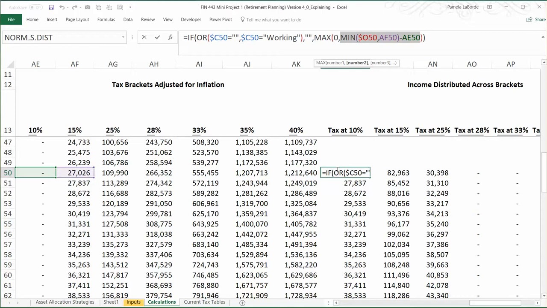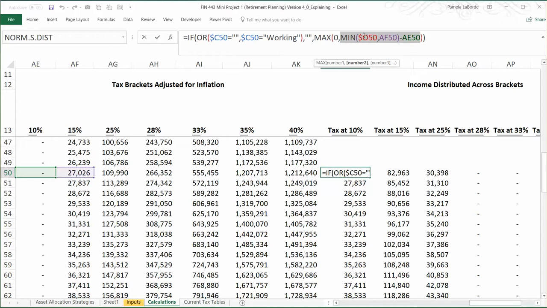Let's say you only withdrew $10,000. So that would be $10,000 right here is your O50. Or AF50. AF50 is the next column's bracket amount, $27,026.